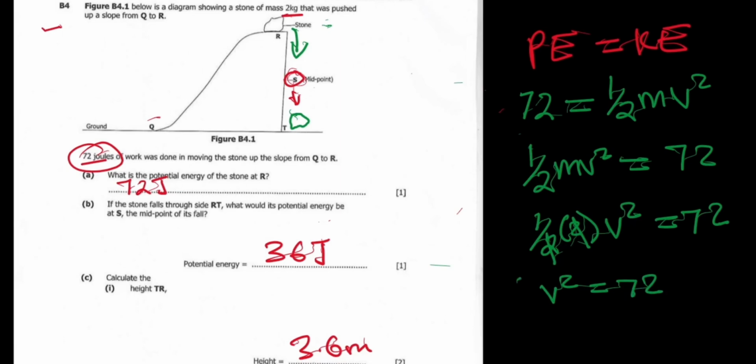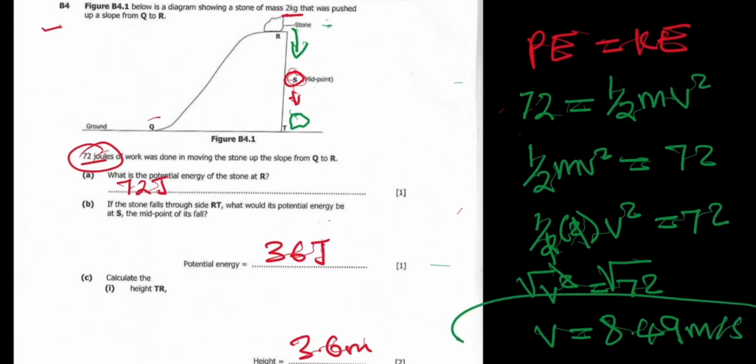So you can introduce the square root here to solve for v. So v is equal to, the square root of 72 is actually 8.49. And since this is the velocity, this is in meters per second. So this is the velocity of the stone just before it hits the ground. So make sure you understand these principles. They are going to help you when you're trying to deal with problems on energy, work, and power.